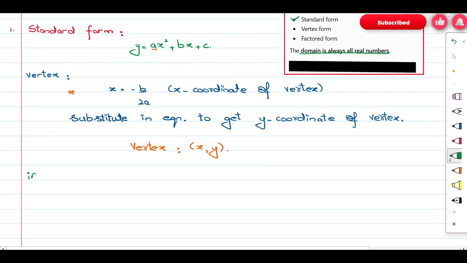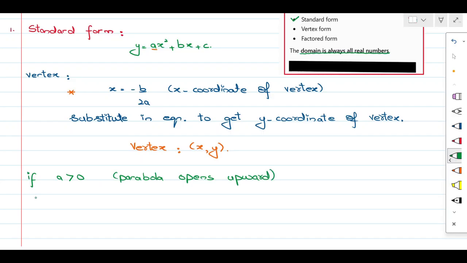Next step, if a is positive, you can say the parabola opens upward. What do I mean by parabola? We all know that the graph of a quadratic looks like a parabola, right? When a is positive, the opening of the parabola is upward, which means the vertex is a minimum. This is the vertex point, right?